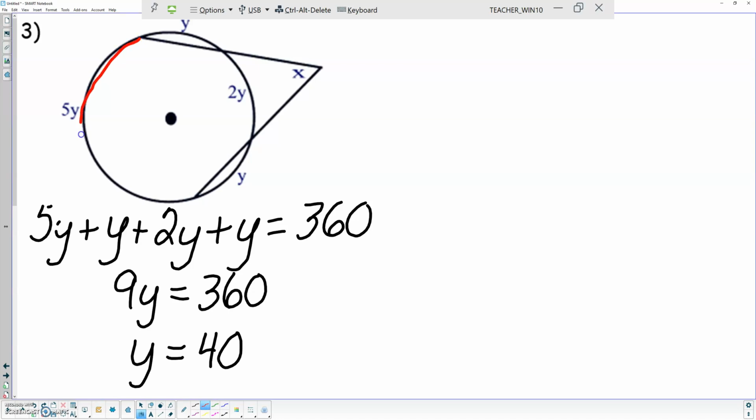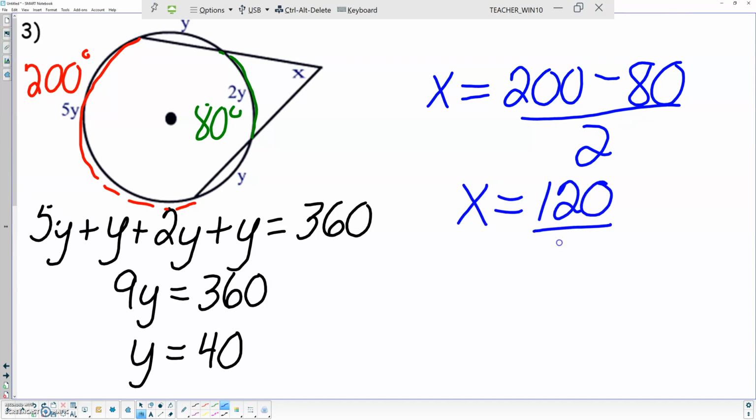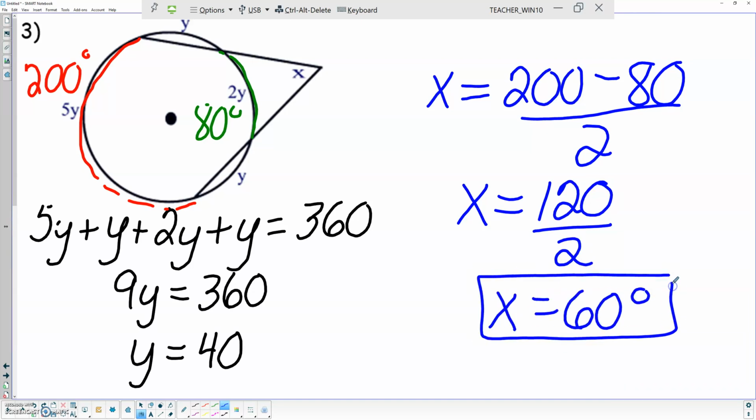Here's my far arc. 5 times 40 is 200 degrees. Here's my near arc. 2 times 40 is 80 degrees. Now that I have the far arc and the near arc, we can solve for x. So x is going to be 200 minus 80 divided by 2. 200 minus 80 is 120 divided by 2, which gives us 60 degrees.